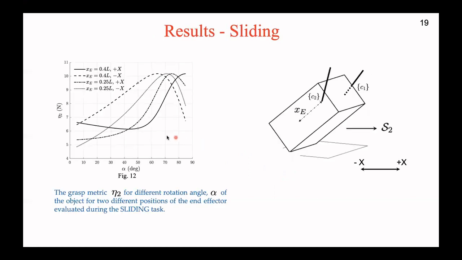In figure 12, the grasp metric eta2 is represented along the y-axis with respect to the angle alpha along the x-axis for two different positions of the end effector as shown. From the results, we can see that for a particular grasp with alpha equal to 50 degrees and xe equal to 0.4 L, the maximum disturbance force exerted at the object center of mass that the grasp can resist in the positive x direction is larger than the force that the grasp can resist in the negative x direction. This is because the disturbance forces for pushing the object in the negative x direction result in lower normal forces at the environment contacts as compared to the positive x direction.